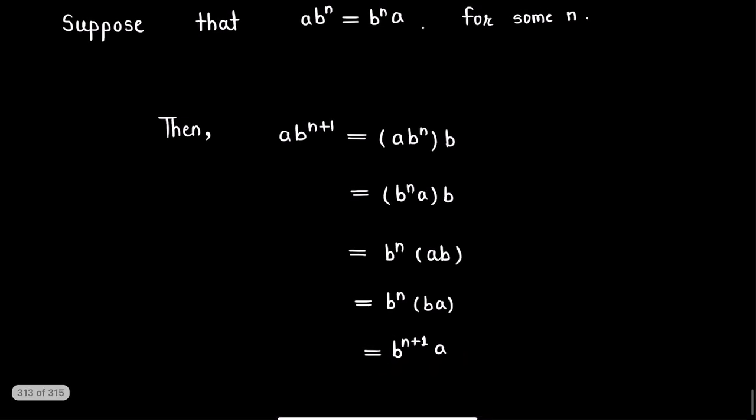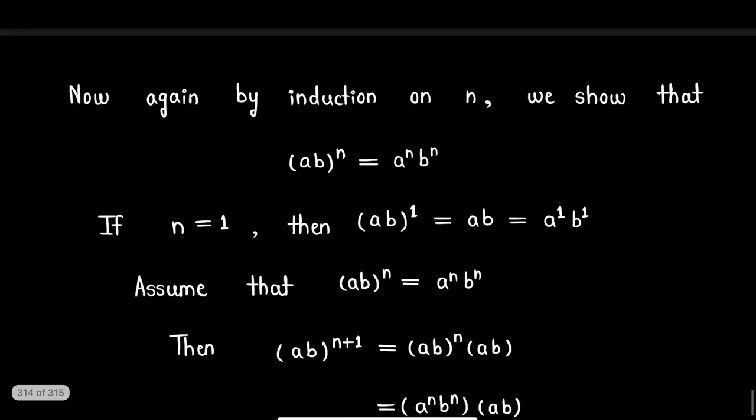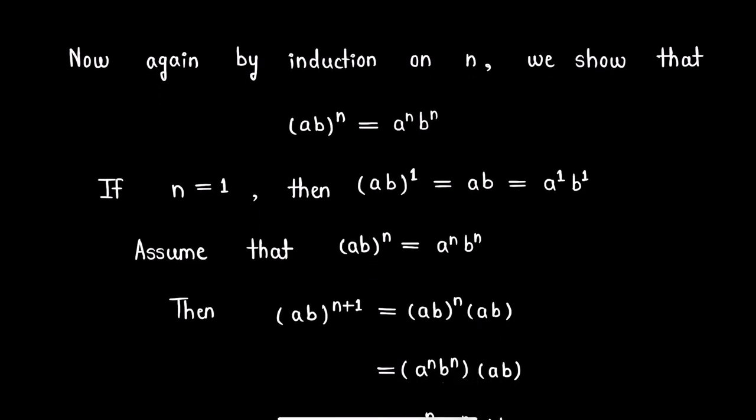So, we have assumed that the result is true for some n, and we have shown that it is also true for n plus 1. So, using induction, we have proved that for all elements a, b of group G, a b^n equals b^n a. Now, we want to show that (ab)^n equals a^n b^n for every positive integer n, and we are going to show this again using induction.